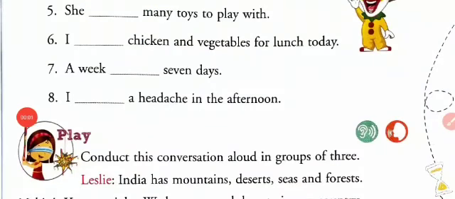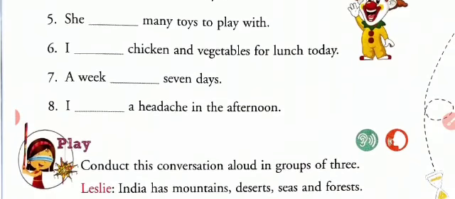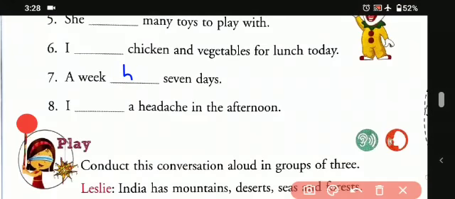Then the next one. A week dash 7 days. So a week has 7 days. Then the eighth one. I had a headache in the afternoon. So I had a headache in the afternoon.